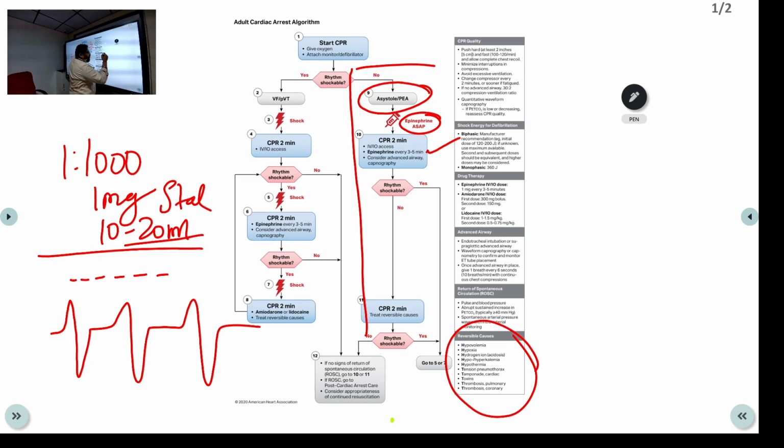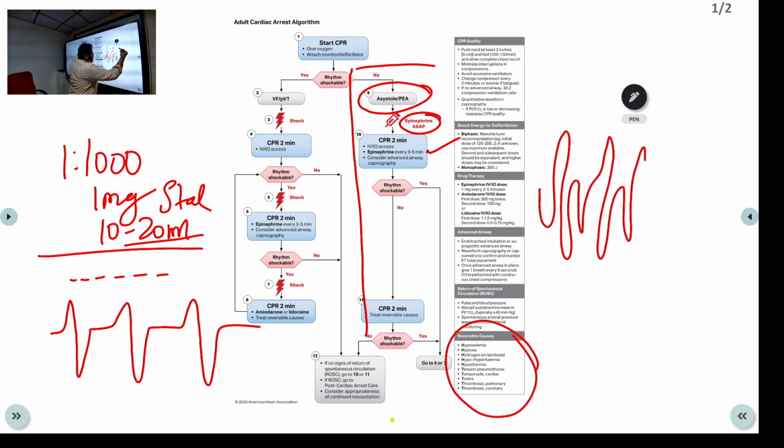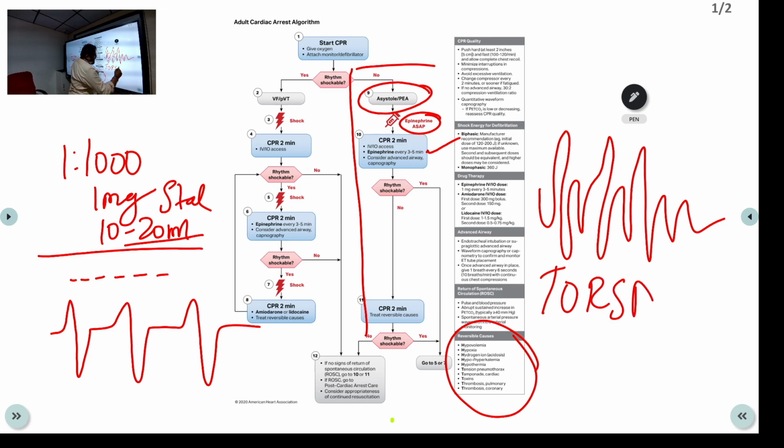I'll just show one rhythm. You have to tell me what this rhythm is, and I will tell the treatment for it after you tell me the rhythm. What is this? Polymorphic ventricular tachycardia, or otherwise it can be called torsades de pointes. So what is the drug of choice for torsades de pointes?